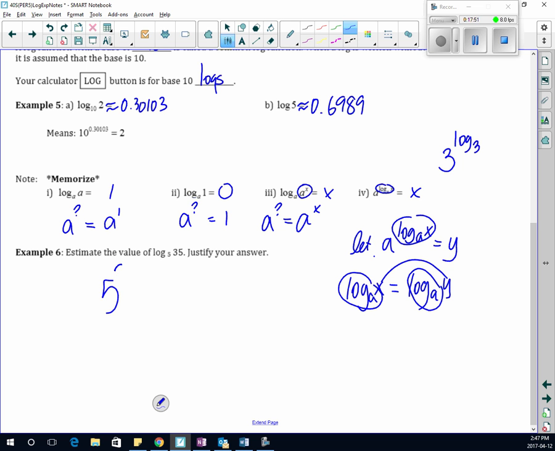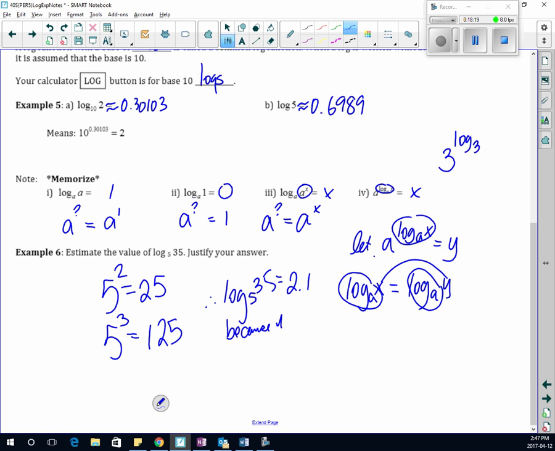Well, 5 squared is 25, and 5 cubed is 125, and 35 is pretty darn close to 25. So it's probably about 2.1, 2.2 would be acceptable. Therefore, log of 35 base 5 is approximately 2.1, 2.2, because it is much closer to 25 than 125.